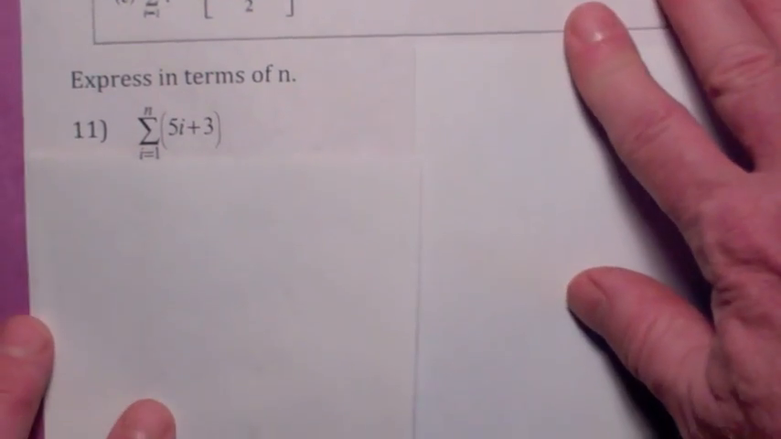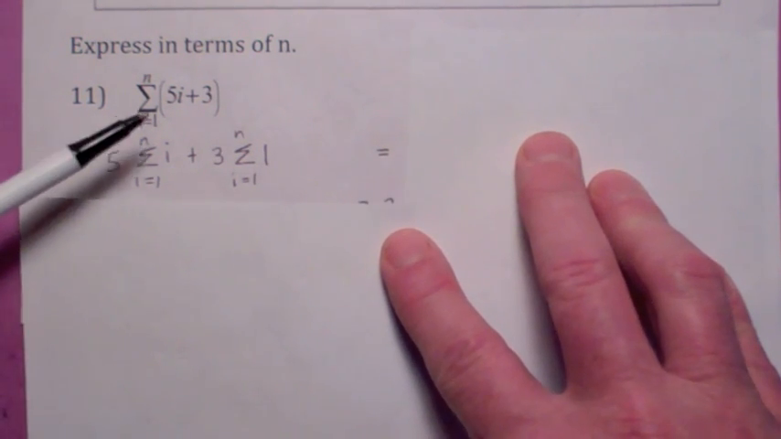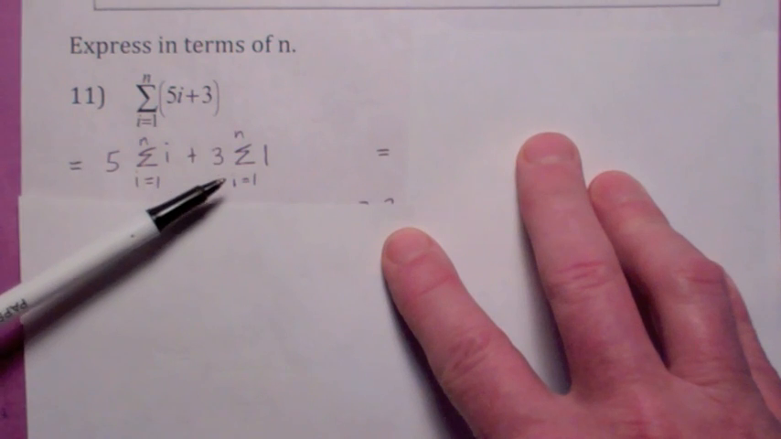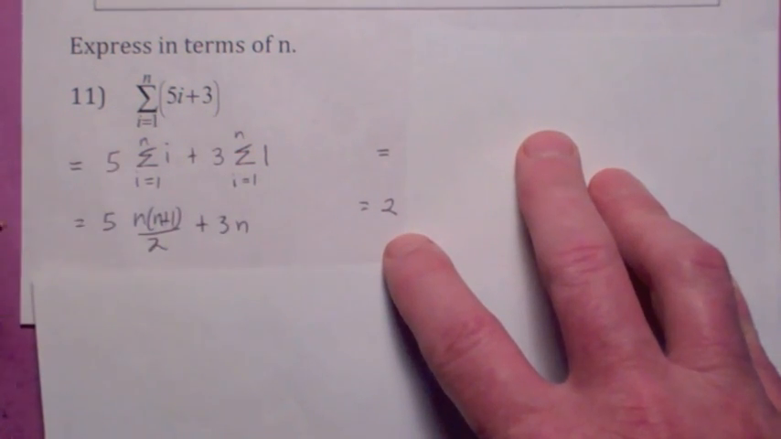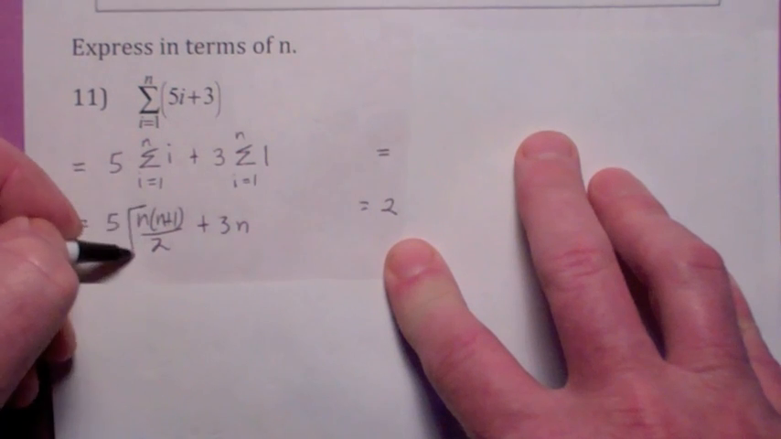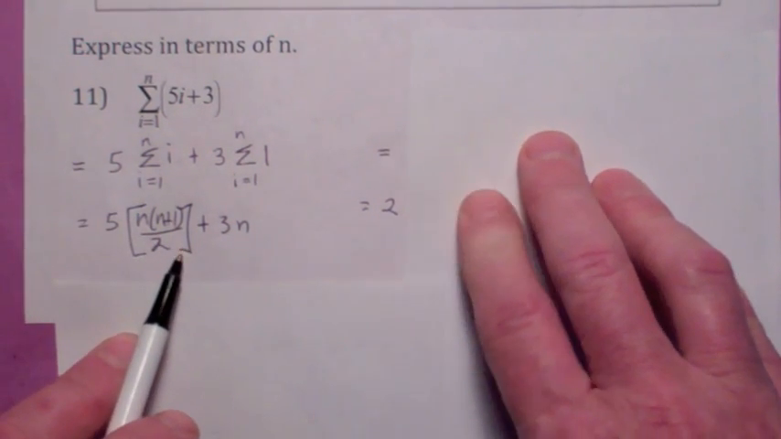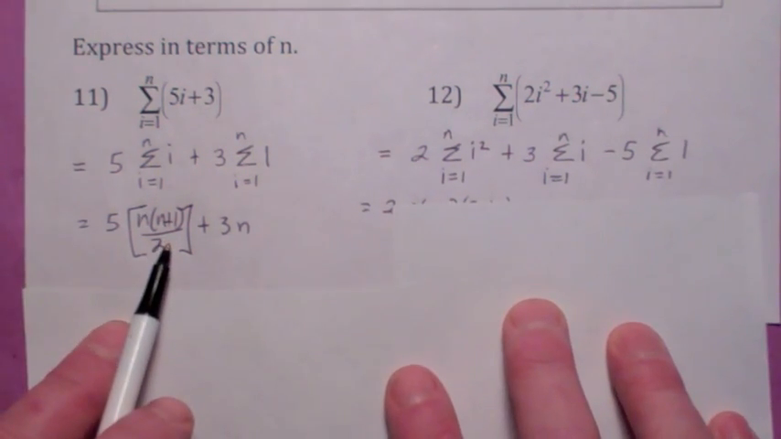So how would you express this in terms of n? Well, first of all, you could use our properties, and you could break this up into 5 times the sum i equals 1 to n of i, plus 3 times the sum i equals 1 to n of 1. Now what is the sum i equals 1 to n of i? The formula says it's equal to n times n plus 1 over 2, so you get this expression. You could actually simplify it a little bit more if you wanted to, but this is good enough for now.